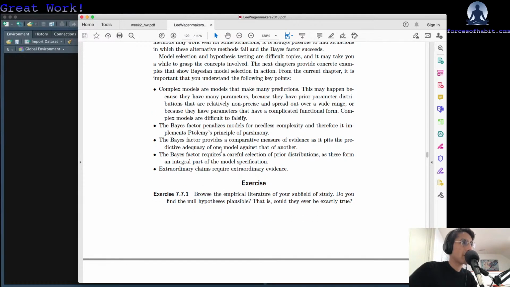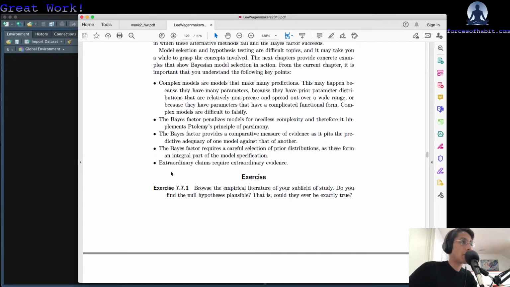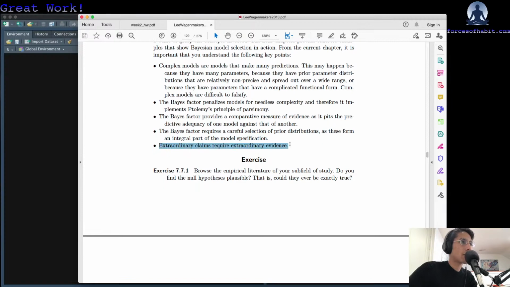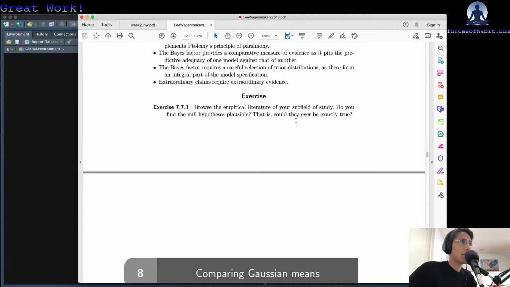Bayes factor is going to give us the relative evidence between two models, and we need to be careful about our priors because they can influence not only the posterior distributions, but then the Bayes factors down the road, and thus the inferences that we draw from our model comparisons. Extraordinary claims require extraordinary evidence. Fair enough. Browse the empirical literature. Do they find the null hypothesis plausible?